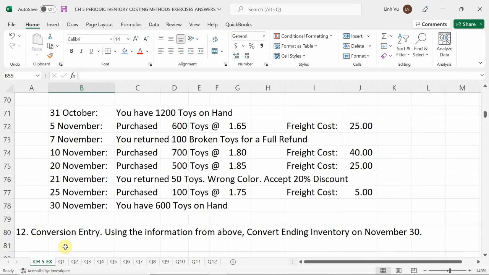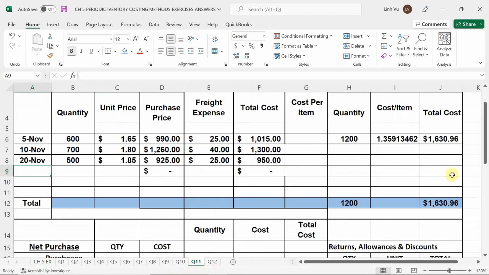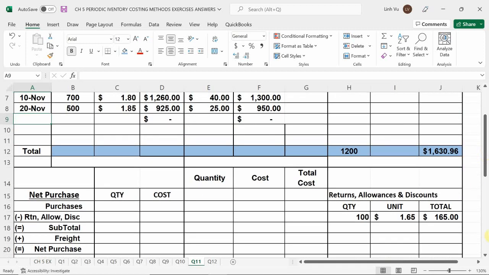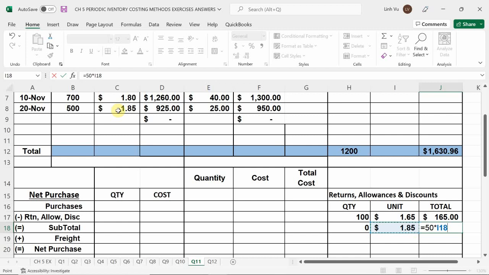Then on the 21st of November, you ended up returning 50 toys. They were the wrong color, but you were willing to accept a 20% discount. So 50 of those toys were the wrong color, but you were willing to accept a 20% discount. So 50 times 185 times 0.20. Good.